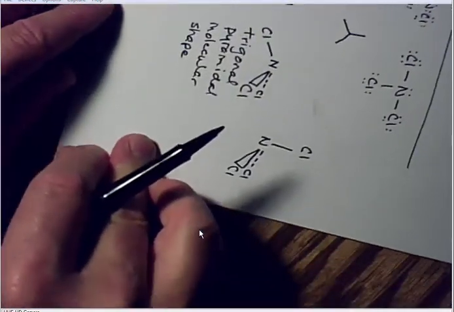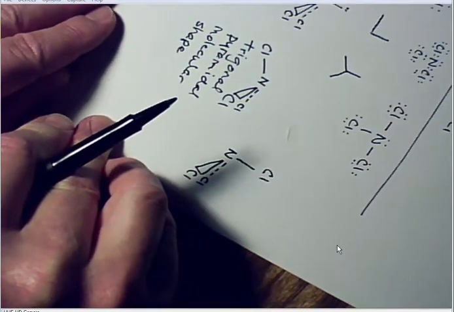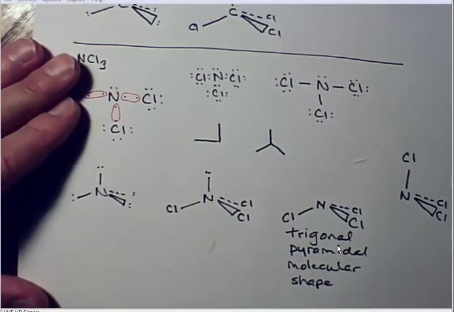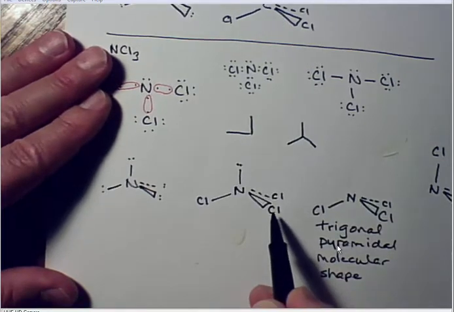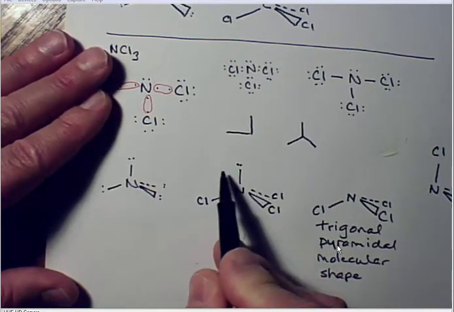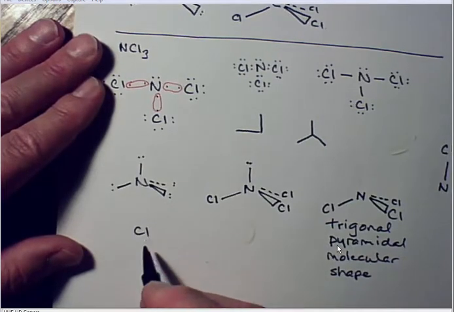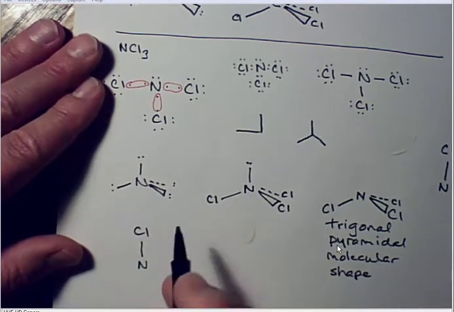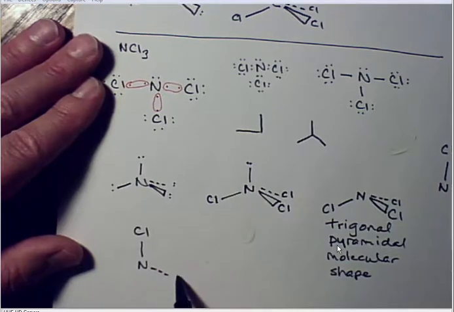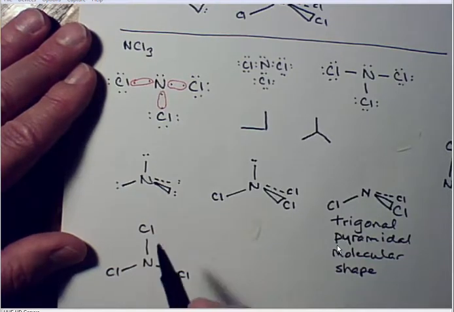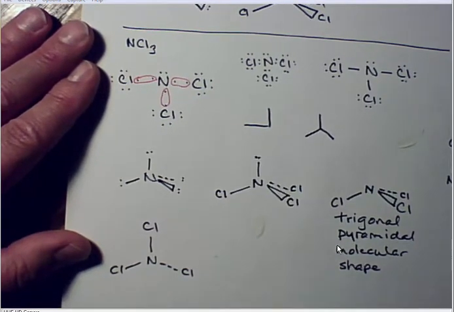And that's still trigonal pyramidal. Does that make sense? If I were to put the lone pair here, and all these other arms are going to have the chlorines, then my molecular shape would look like this. And while that's trigonal pyramidal, it's a little harder to tell that's what it is, because you're kind of looking down on it from the sky.